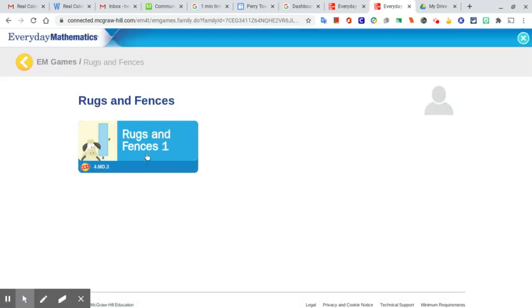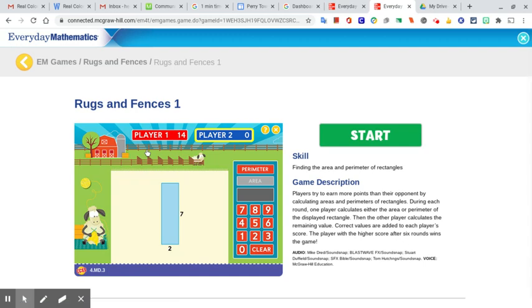When you click on that, it'll pop up here. Click it again, and then it's going to give you some directions right here. It says the skill is finding the area and perimeter of rectangles, which is what we're working on in class. The description says players try to earn more points than their opponent, that's the person they're playing against, by calculating areas and perimeters of rectangles.